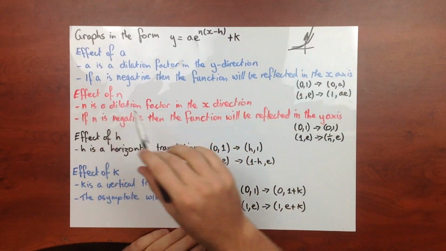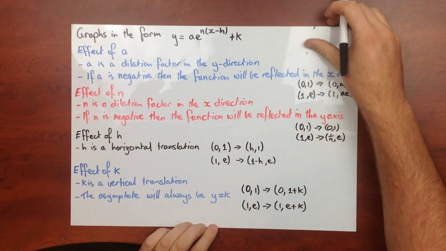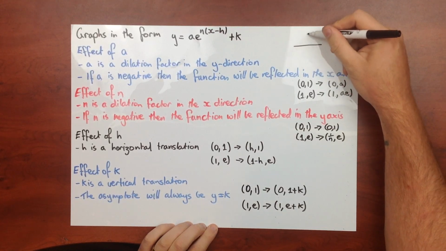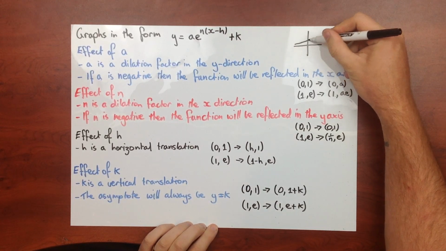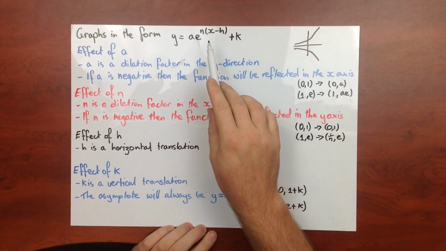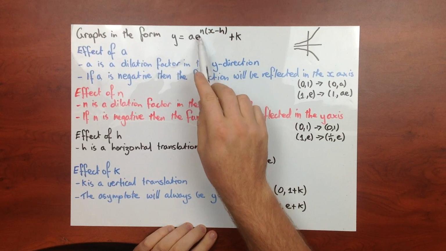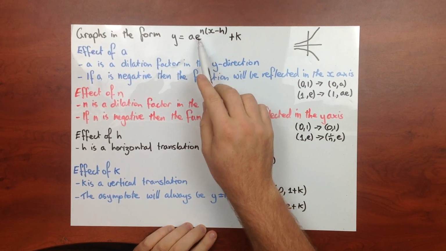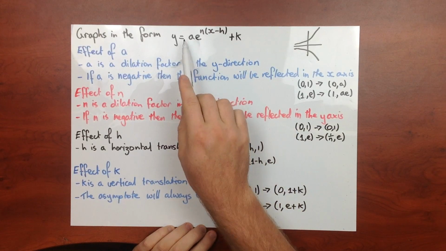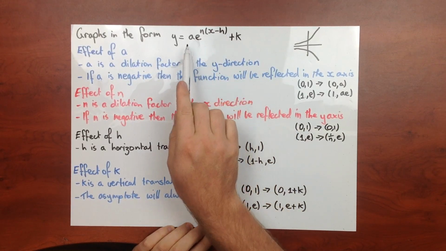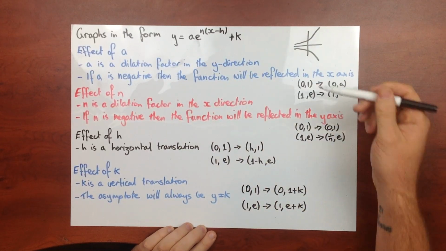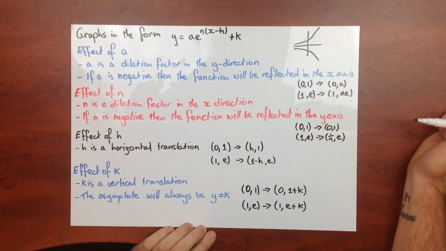If a is negative, then the function will be reflected in the x-axis. So if we're originally like this, it's now going to be reflected down like that. That's basically because we've subbed our x value into the equation, we've got e to the power of that x value, and then we've timesed it by a negative, so overall our y value will be negative. That's why we end up with this reflection.